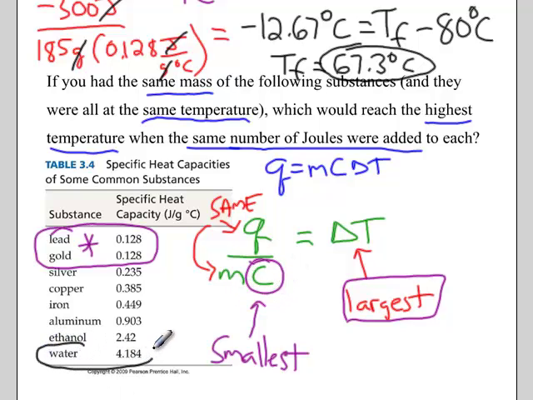So water, at the other extreme, has the largest heat capacity. Water would have the smallest delta T, so this would have the smallest final temperature.